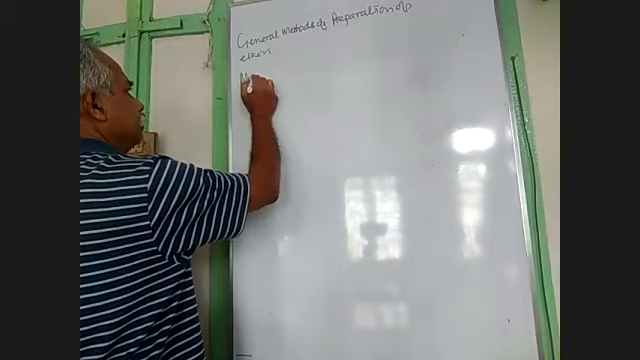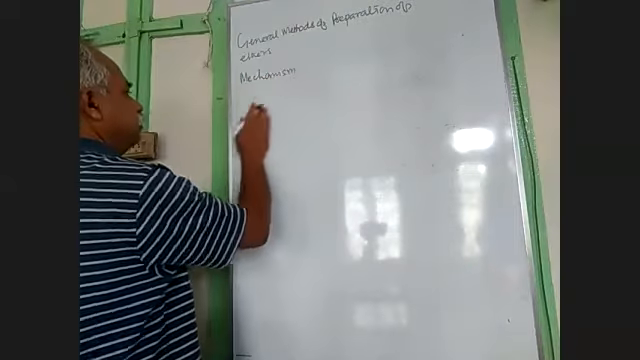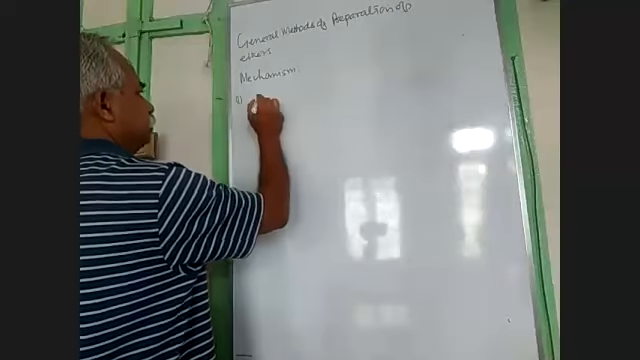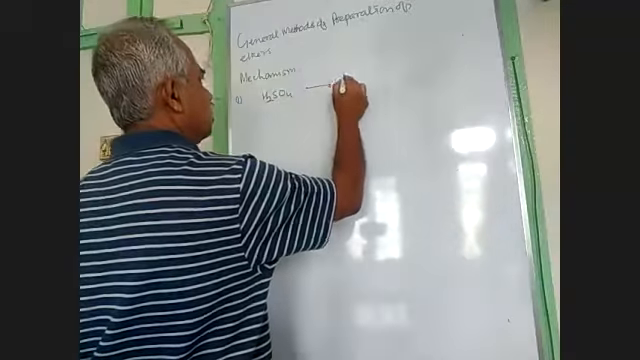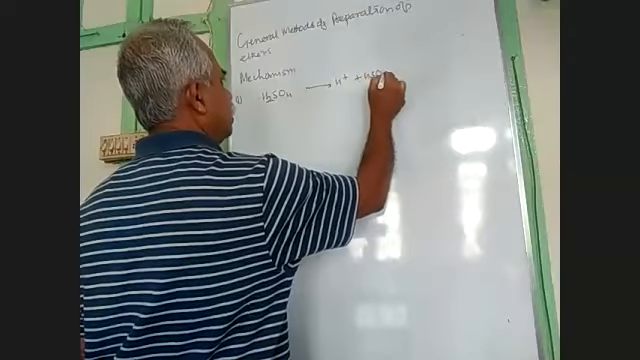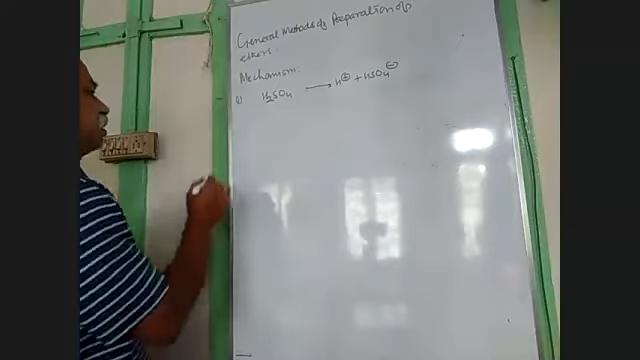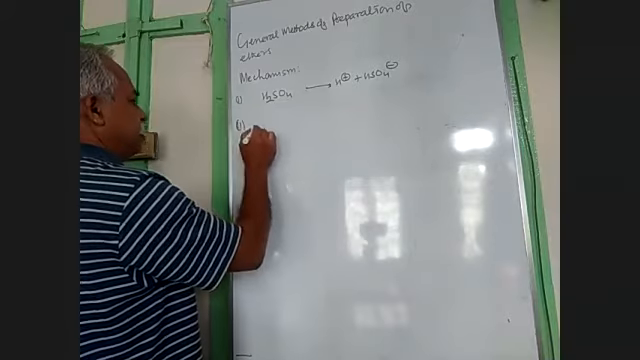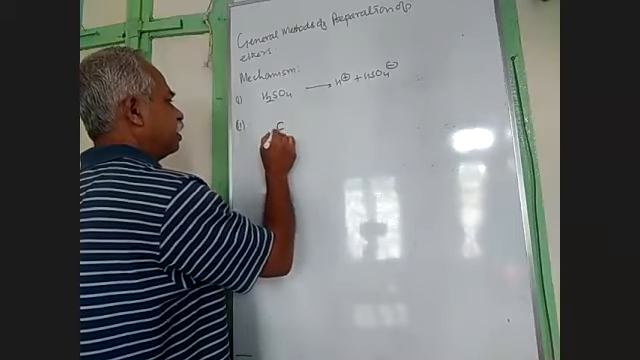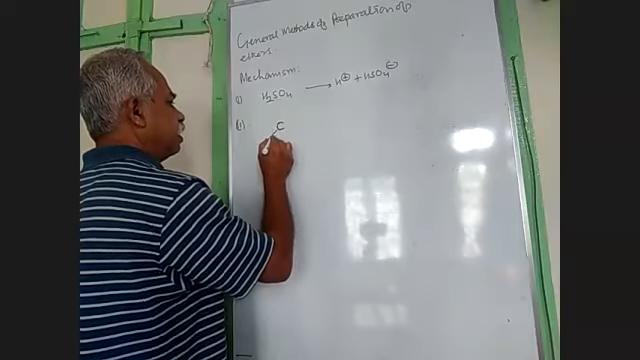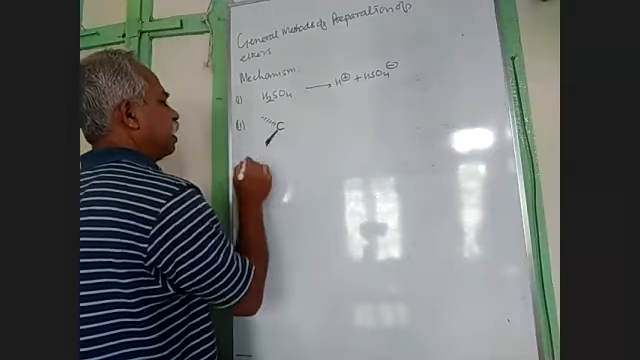Mechanism. Step 1. H2SO4, a strong acid, immediately ionizes to give you H+ and HSO4-. Second, I'll write it in a stylish way. Because this carbon is sp3, I'll write it like this.